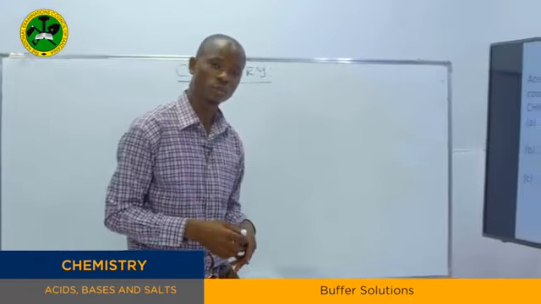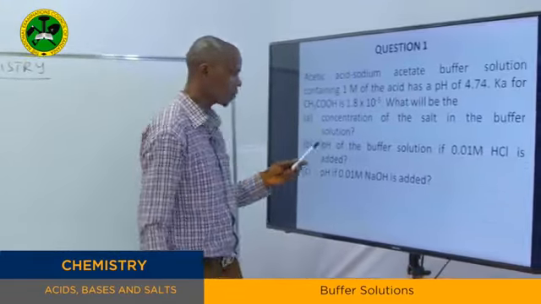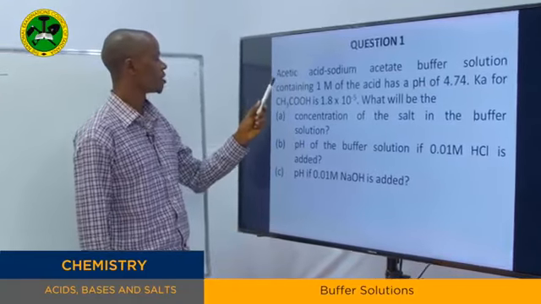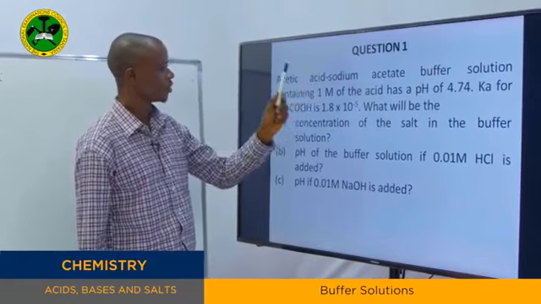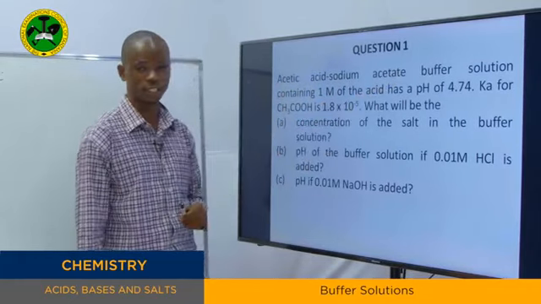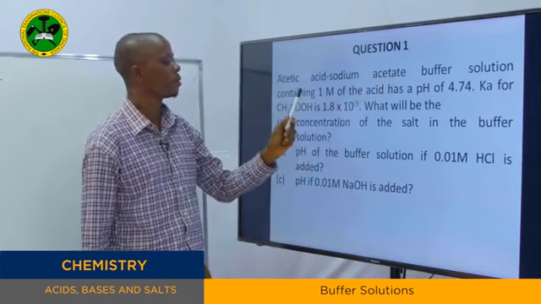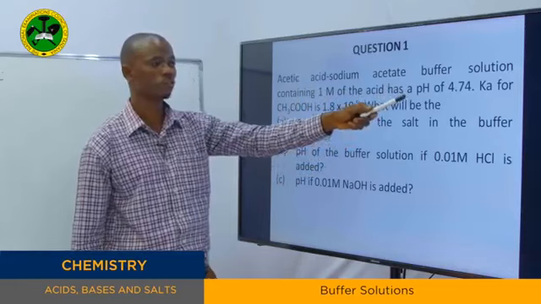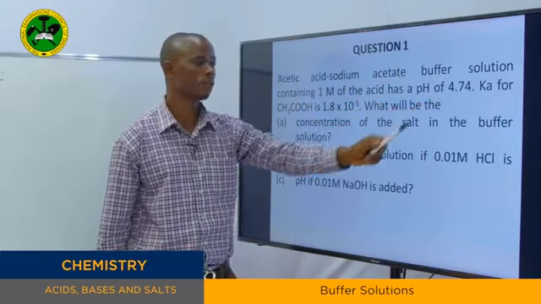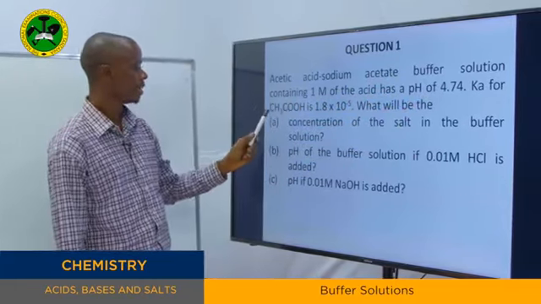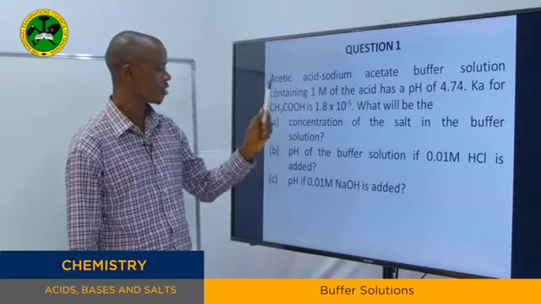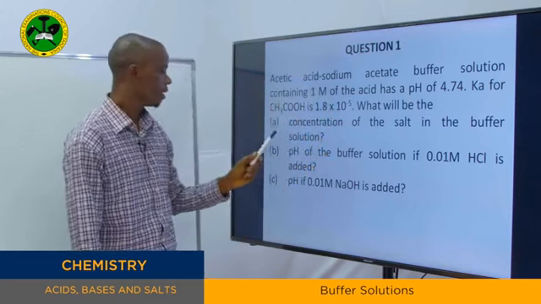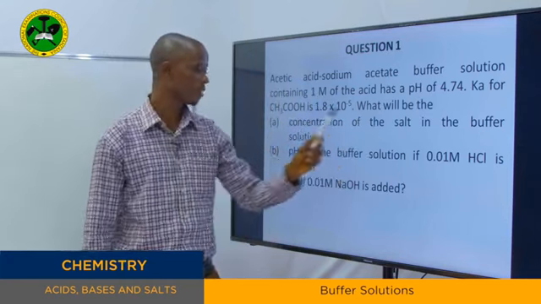Now, let's go to see the questions the way they are coming. Now, here, the first question says, acetic acid sodium acetate buffer solution containing 1 molar of the acid has the pH of 4.74 and ionization constant for this acid is 1.8 times 10 raised to -5. Now, what will be the concentration of the salt in the buffer solution?